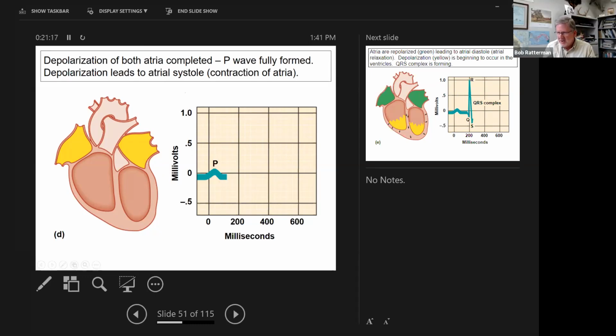So I want to just underscore this idea that this P wave, which we said was depolarization of the atria, is not a measure of the mechanics. This is a measure of electrical impulses. Nonetheless, what does this lead to mechanically? Atrial systole. Okay.